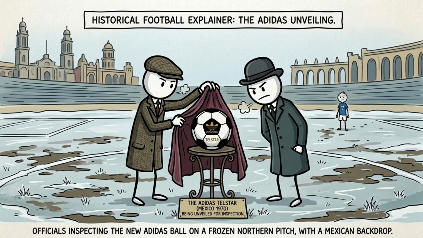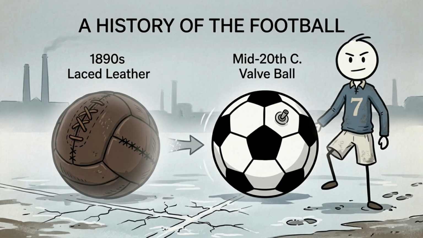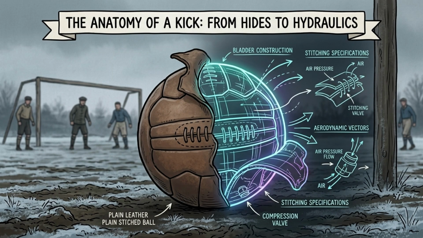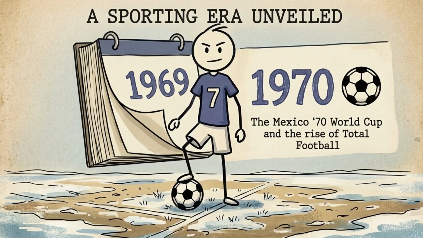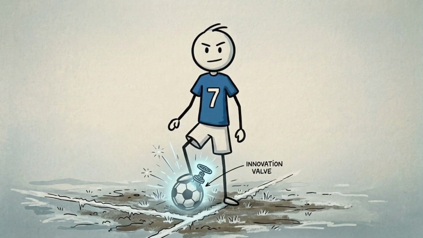The 1970 World Cup was the first to be broadcast live around the world on television, and most televisions were still black and white. A plain brown leather ball was hard to see on a fuzzy black and white screen, so the Telstar was deliberately designed with black patches on white so that viewers at home could actually follow the ball. The name itself, Telstar, was short for television star. Sit with that. The most iconic ball design in history exists because of television.